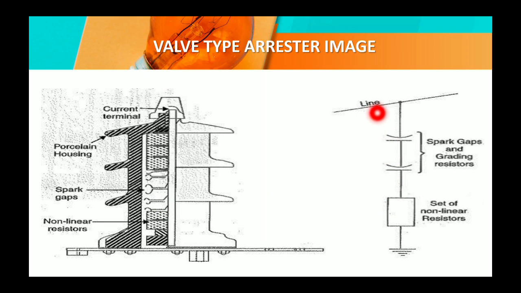You can see here the line which is to be protected, and those are the spark gaps, which are identical, with grading resistors, and the set of non-linear resistors connected in series, and that is the earthing. So that is the valve type arrestor image.